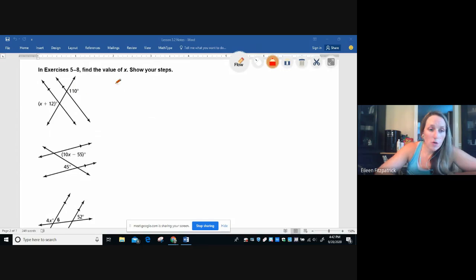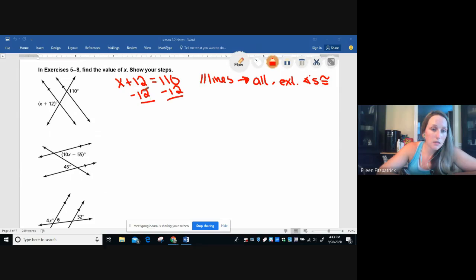All right, so I know that I can set x plus 12 equal to 110. Now, if I was justifying why I can write that sentence, I could say parallel lines implies alternate exterior angles congruent. From here, it's just an algebra problem. You're going to subtract 12 from both sides, and you're left with x is equal to 98.